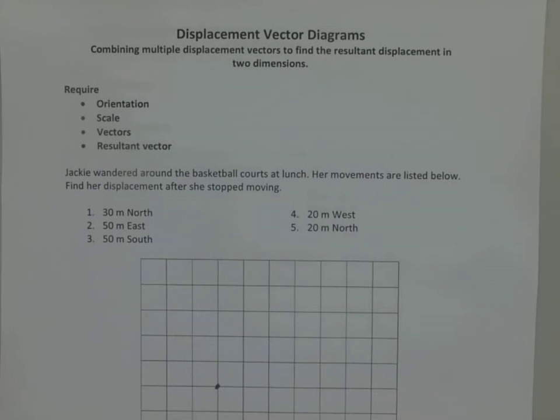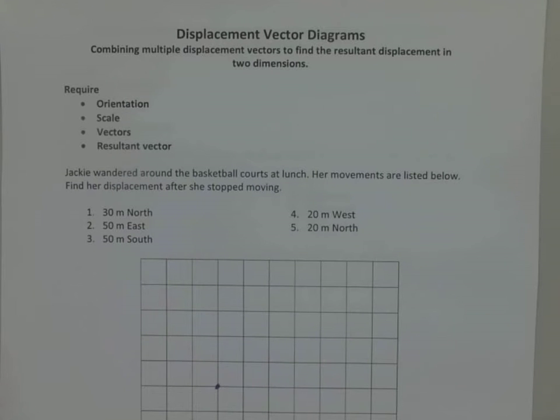Hi everyone. In this video we're going to be adding displacement vectors in 2 dimensions. So we're making a vector diagram where we have a number of displacement vectors. In this particular example I've got 5 displacement vectors that I'm going to be putting together.